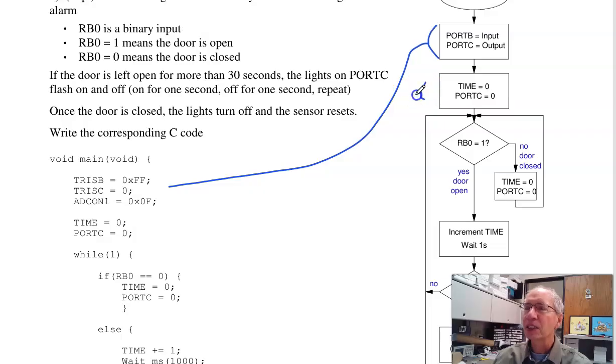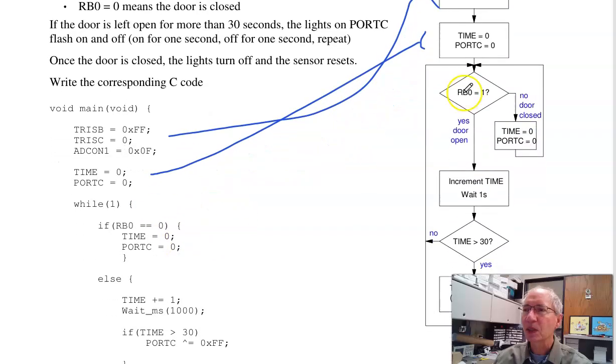Next block. To set two variables to 0, I'll set time to 0, port C to 0. And presumably, I'll have to declare these variables before I use them, otherwise the C code won't like it. This is the start of an infinite loop. That's a while one loop right here.